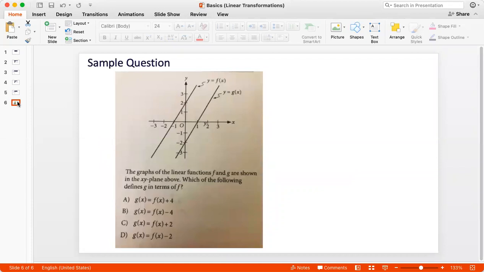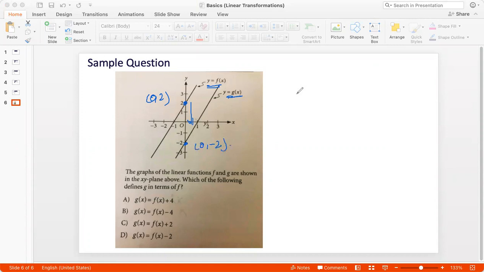The graphs of the linear functions f and g are shown in the xy-plane above. Which of the following defines g in terms of f? So I have g(x) here, and I have f(x) here. And I notice that if I look at g(x) in terms of the vertical transformation of f(x), then from (0, 2), I have moved down to (0, -2).